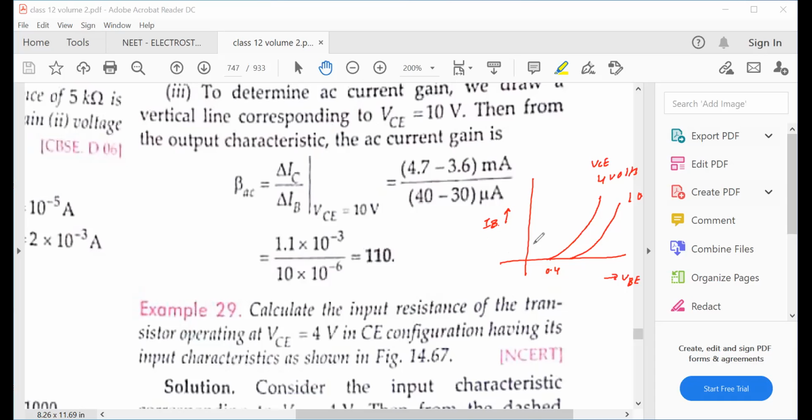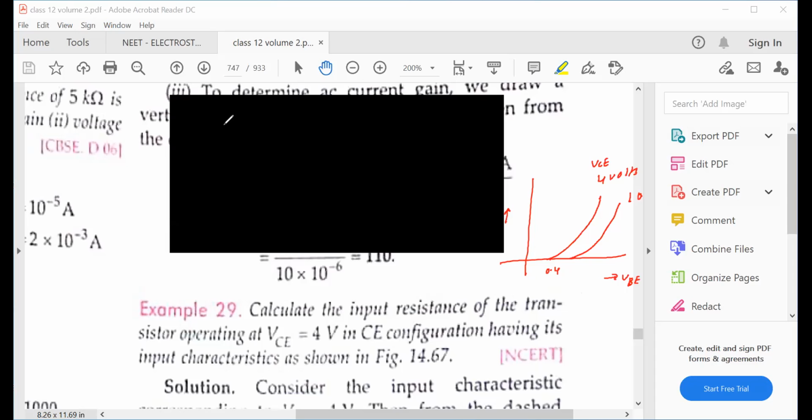Let's see the question here. Calculate the input resistance of the transistor operating at VCE equal to 4 volts in CE configuration having its input characteristics. Because I didn't show you the graph, I'll do it this way. In this relation, from the graph, we can take del VBE as 1.1 to 0.9 volts. It is not clear, I didn't show the clear one, which is equal to 0.2 volts.